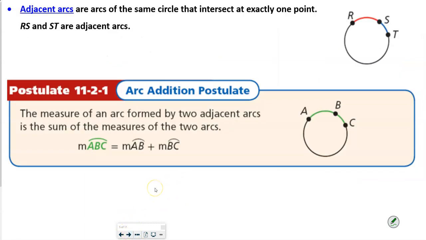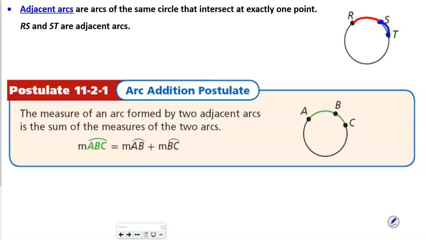All right, so the next one is, first, a vocab term. Adjacent arcs are arcs in the same circle that intersect at exactly one point. So notice here that we have arc RS, and it connects to arc ST by S, right? So those are two arcs that are adjacent to each other. RS and ST are adjacent arcs.